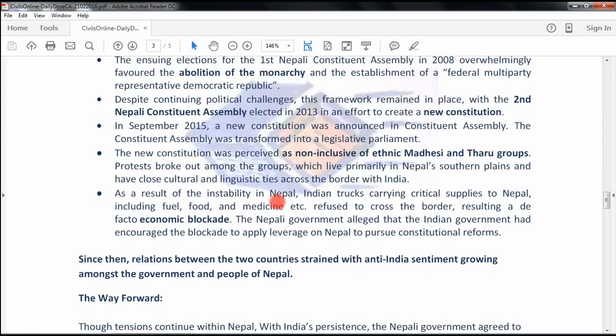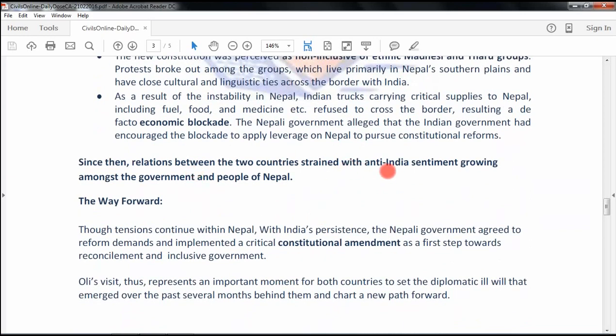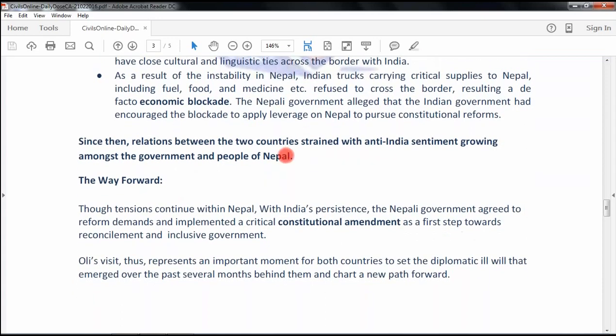As a result of this instability in Nepal, Indian trucks carrying critical supplies to Nepal, including fuel, food, and medicine, refused to cross the border, resulting in a de facto economic blockade. The Nepali government alleged that the Indian government had encouraged the blockade to apply leverage on Nepal to pursue constitutional reforms. Since then, relations between the two countries have been strained, with anti-India sentiment growing among the government and people of Nepal. So this is about the constitutional crisis in Nepal, the economic blockade, and the diplomatic strains between India and Nepal.